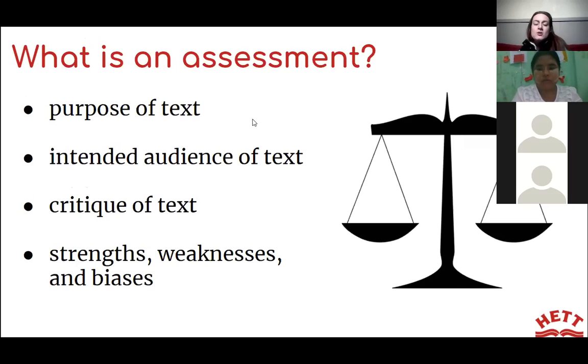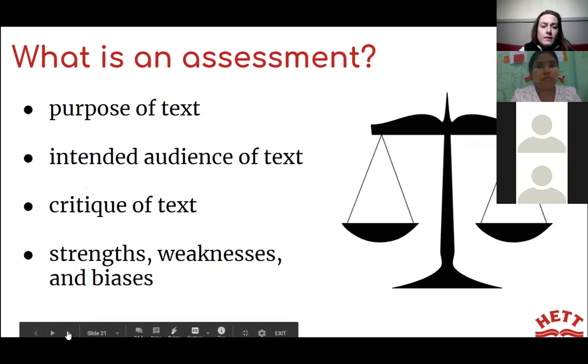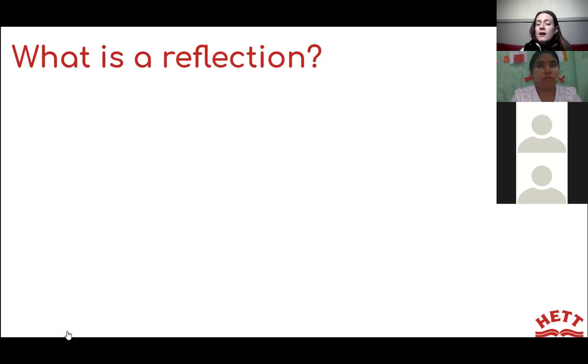So purpose of the text, intended audience of the text, who is it for? Critique the text. That's what's good, what's bad. What are the strengths? What are the weaknesses? What are the biases? How is their view a certain way? Why do they have that bias? Think about the biases that they have. And reflection. What could reflection mean here? What does it mean to reflect? How could that relate to an annotated bibliography?